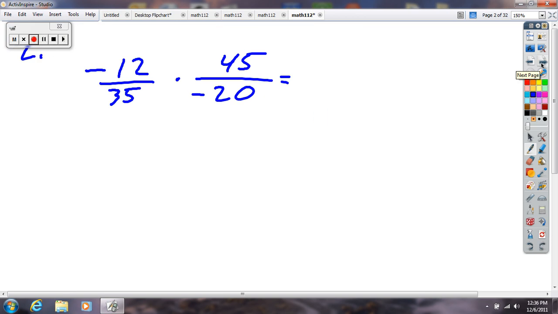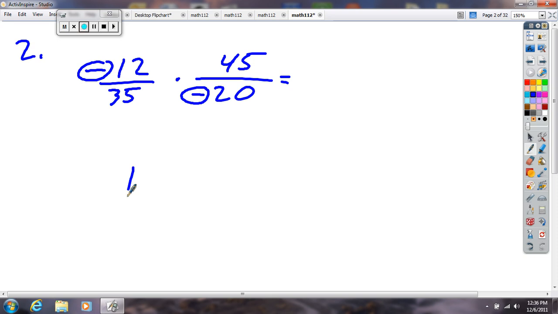Same type problem as number 2. On this one, I guess we're going to move this right up there. On this one, number 2, we have a negative times a negative. Well, negative times a negative is a positive. So we have a positive sign. And now what can we reduce? Well, here we have 35 and 45. What goes into 35 and 45? 5 does. So 5 goes into 35 7 times. 5 goes into 45 9 times.